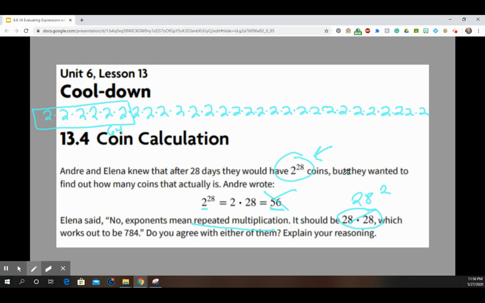Okay, this is the question you had to solve, not 28 times 28. So do you agree with either kid? No, we do not agree with either kid. The reason is because we would have to multiply that 28 times, and you would get a really large number. It's in the thousands. So definitely neither one of those kids is correct, because while exponents do mean repeated multiplication, you have to multiply that base number, the 2, 28 times, not 2 times 28 or 28 times 28.